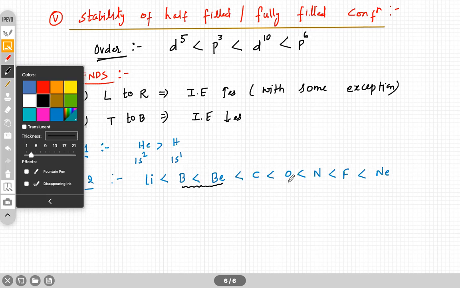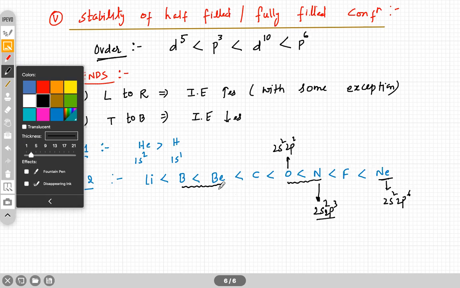And the second one, it should be this. Why this is happening? Because nitrogen has half filled configuration, 2s2, 2p3. This one has 2s2, 2p2. So half filled configuration, it is more stable, hence difficult to remove an electron from this. Neon has fully filled configuration, 2s2, 2p6, hence maximum ionization energy.